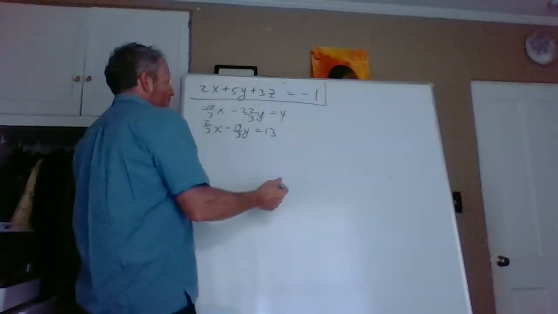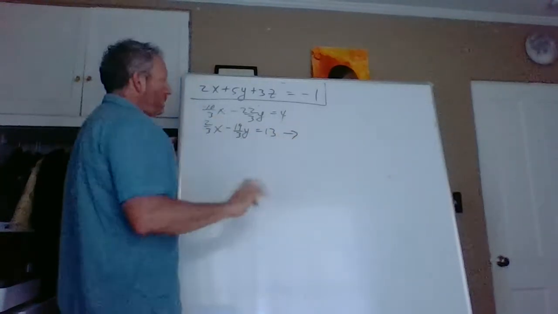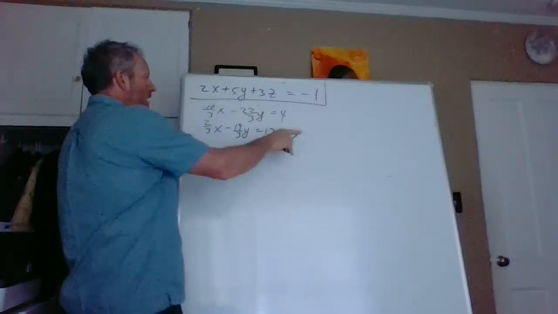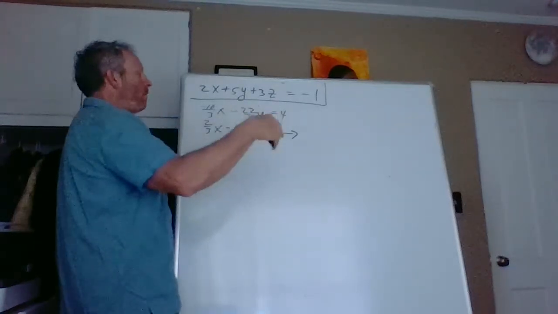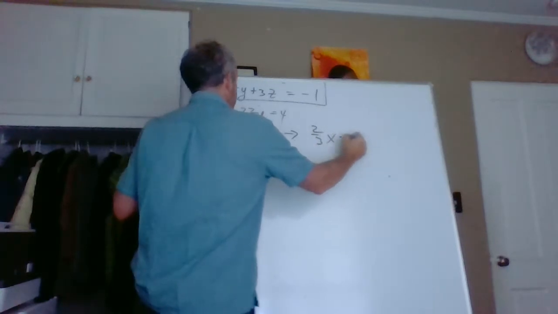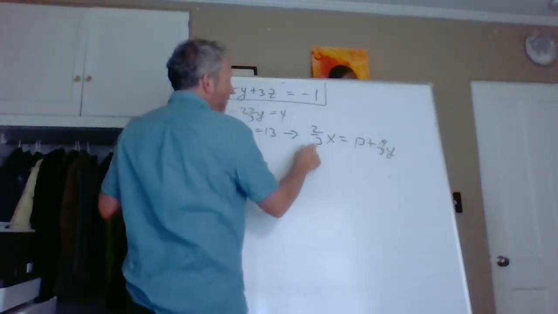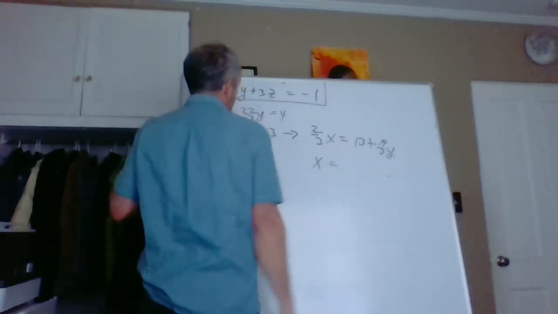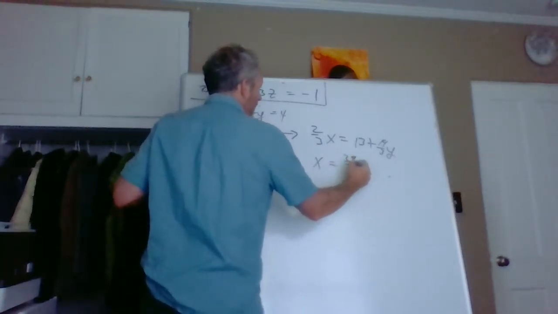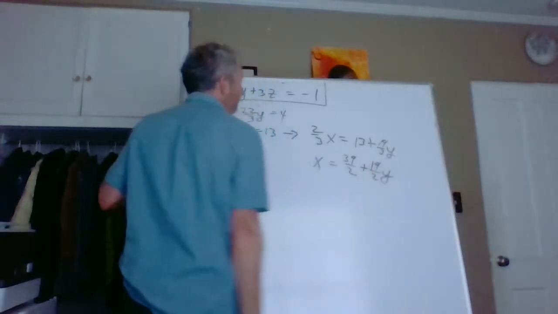I'm going to solve by substitution. Just for fun, I'll start with the second equation here. Remember, you can start with either equation. Let's solve for x. The negative 19/3 y, we'll add that to both sides. So we'll have 2/3 x equals 13 plus 19/3 y, and let's divide both sides by 2/3. So what does that give us? 39 over 2 plus 19 over 2 y.